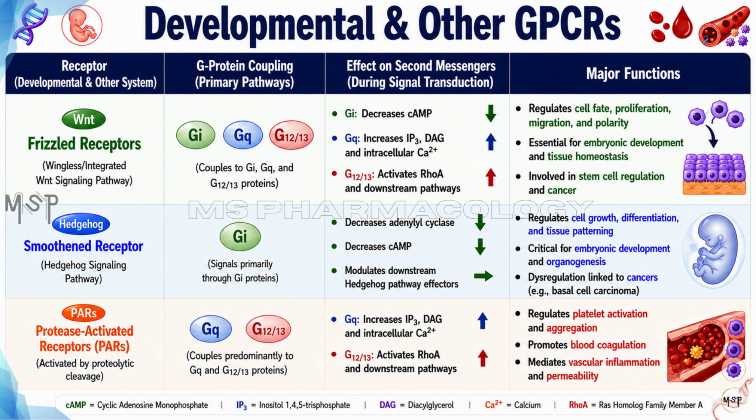Finally, the protease-activated receptors, or PARs, couple predominantly to GQ and G12-13 proteins. Activation of these receptors increases inositol 1,4,5 trisphosphate, diacylglycerol, and intracellular calcium, while G12-13 signaling activates RhoA-dependent pathways. Functionally, PARs regulate platelet activation and aggregation, promote blood coagulation, and mediate vascular inflammation and vascular permeability. With that, we have completed our overview of the major and additional families of G protein-coupled receptors.